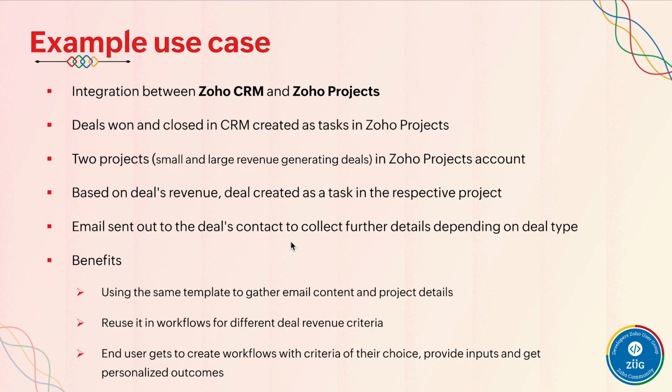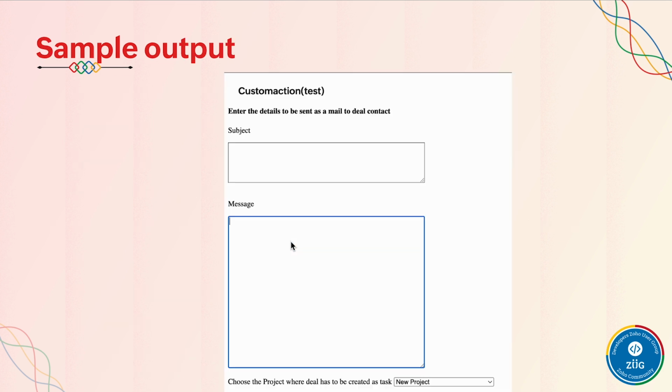So I've included certain sample screenshots of how our output would look. We remember, right? The custom action is going to be a combination of our UI and a script. So this would be our UI where we are going to get the details from the end user. So we are asking the end user to enter the details to be sent as a mail to the deal's contact. So we're going to gather the personalized subject for the email and the personalized body or the message for the email. Along with that, we are going to allow the end user to choose the project where the deal has to be created as a task.